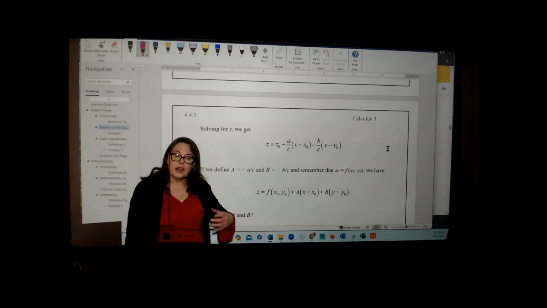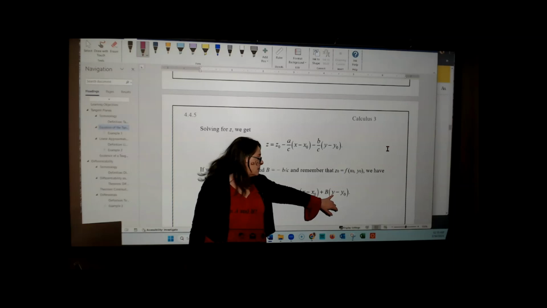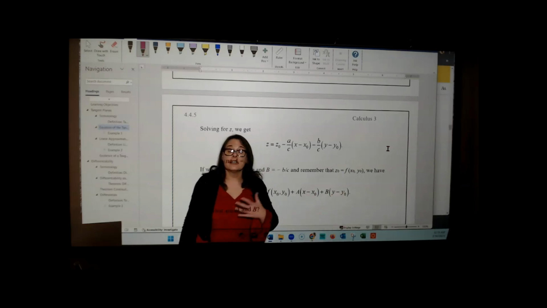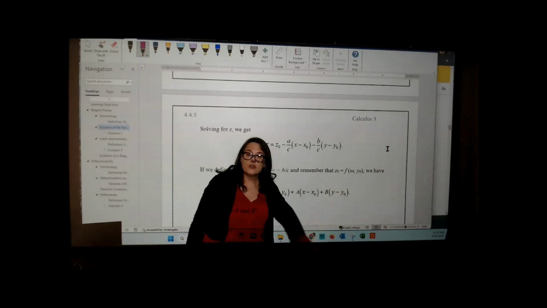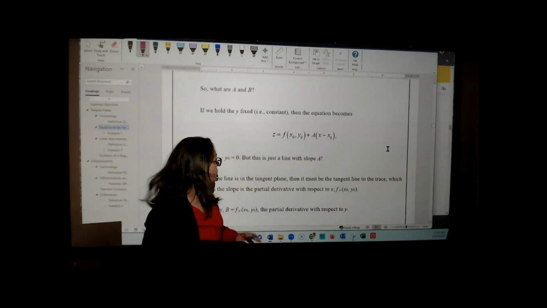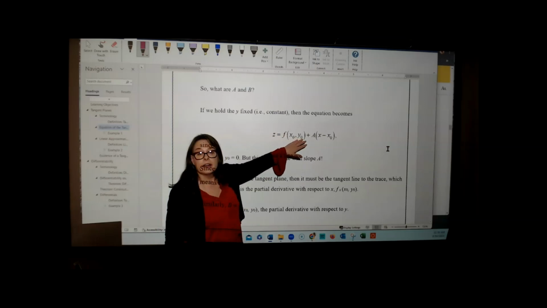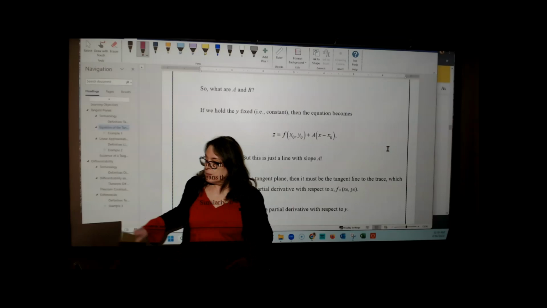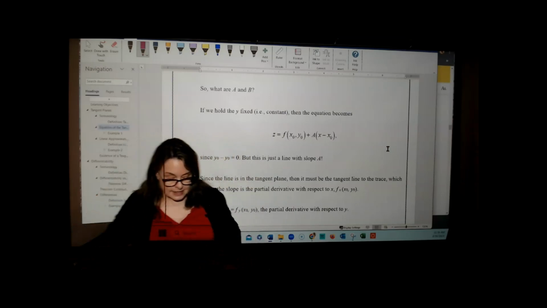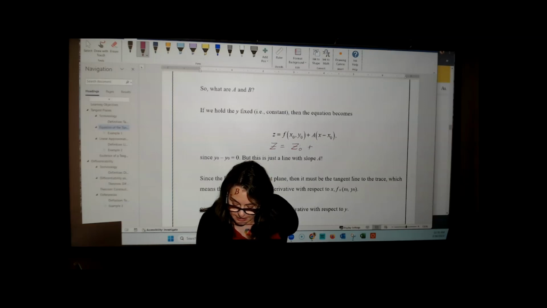In that case, since we want it to connect at that point, we set the y value to be y naught. And then y naught minus y naught gives us 0. So this third term drops out of the equation. When it drops out, we end up with z equal to the function value at x naught, y naught, which is our z naught, plus uppercase A times x minus x naught. So remember, this is z equal to z naught plus A times x minus x naught.